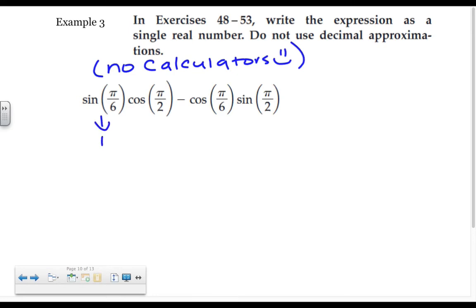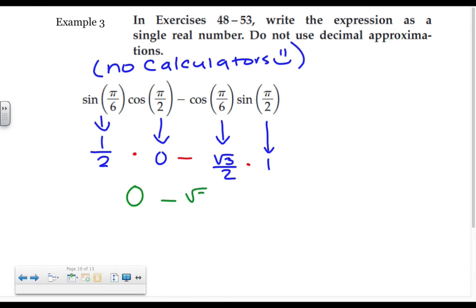So sine of pi over 6 is 1/2. Cosine of pi over 2 is 0. Cosine of pi over 6 is radical 3 over 2. And sine of pi over 2 is 1. Now we're going to fill in our symbols there. So we're going to multiply 1/2 times 0 minus radical 3 over 2 times 1. And 1/2 times 0 is 0. Radical 3 over 2 times 1 is radical 3 over 2. So the answer is negative radical 3 over 2. See, it worked out quite nicely.